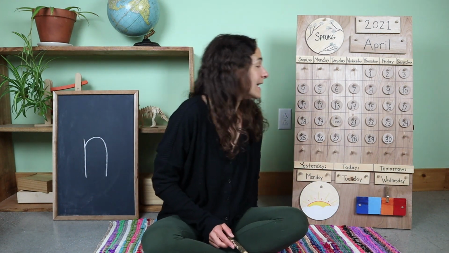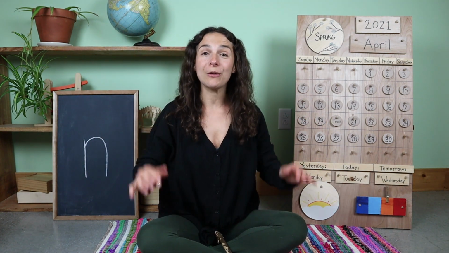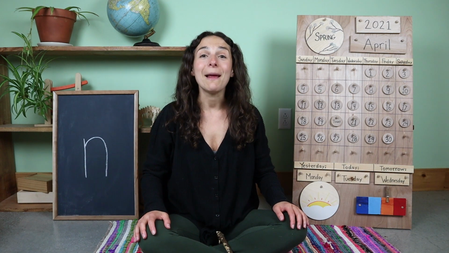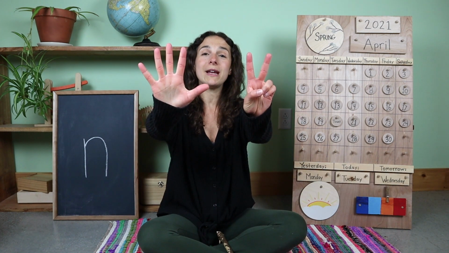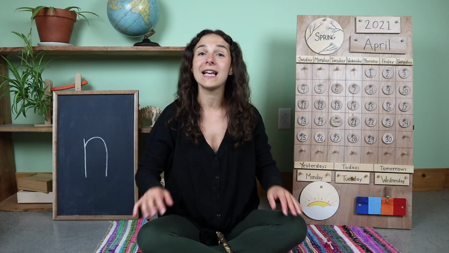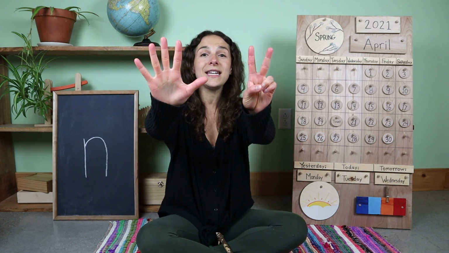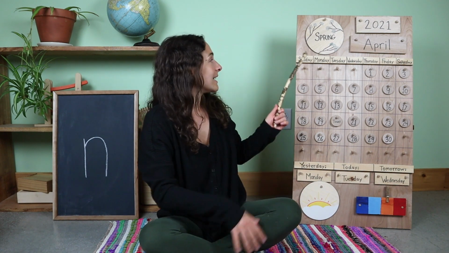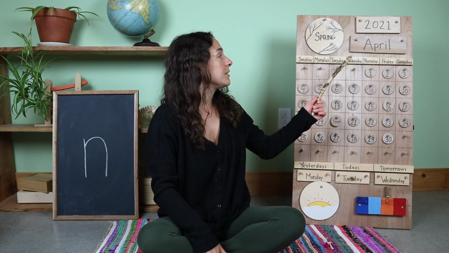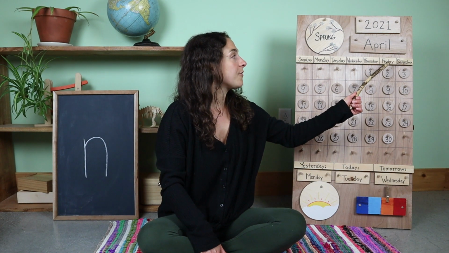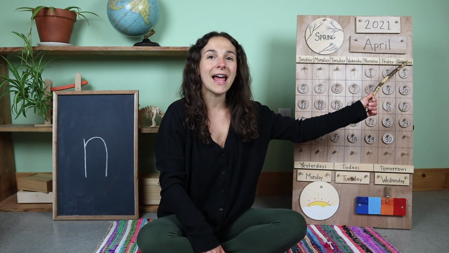Friends, now it's time to hold up 7 fingers like this. We are going to sing the Days of the Week song. And because we have 7 days in our week, we hold up 7 fingers. If you know the words to this song, you can sing along with me. It goes like this. There are 7 days, there are 7 days, there are 7 days in a week. Sunday, Monday, Tuesday, Wednesday, Thursday, Friday, Saturday.